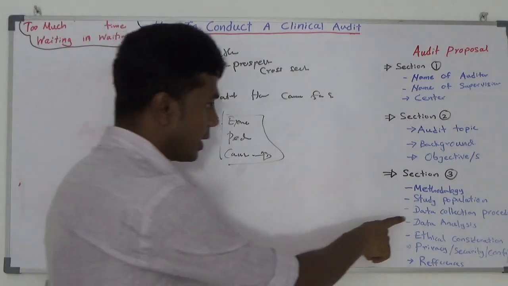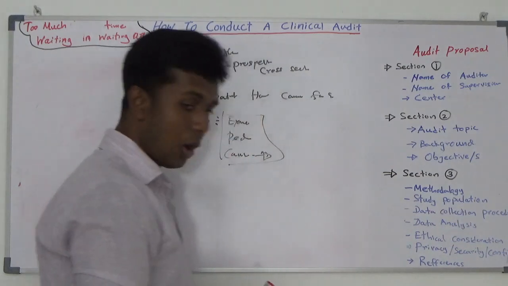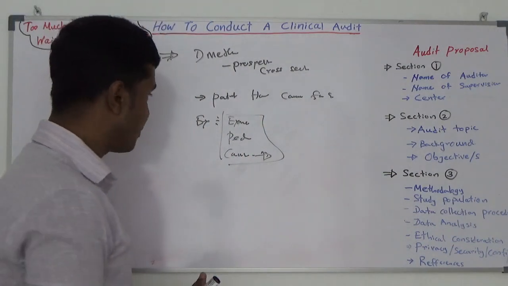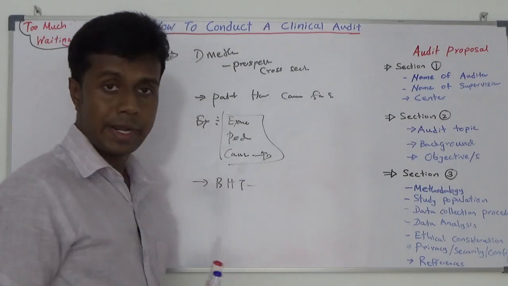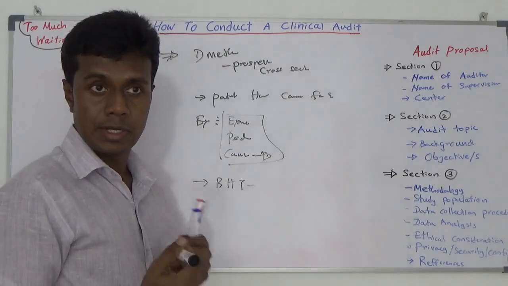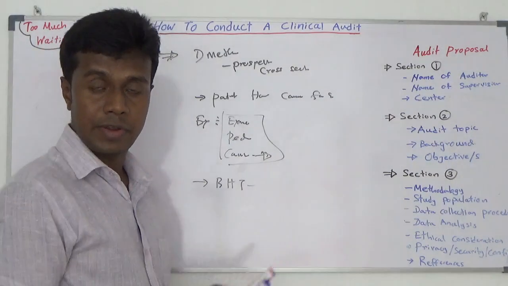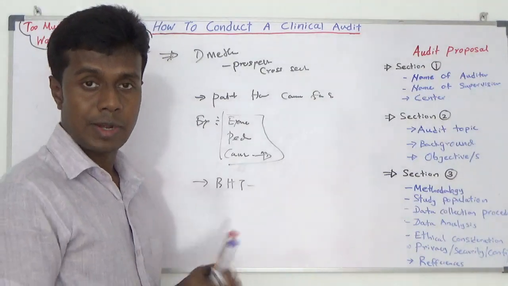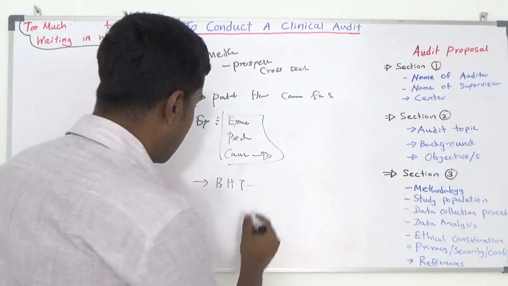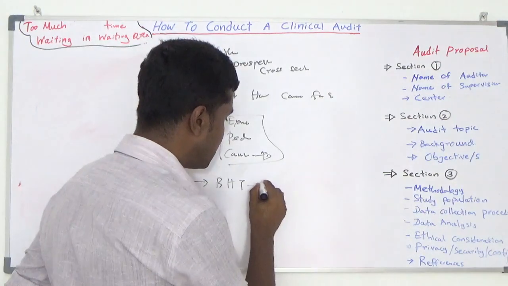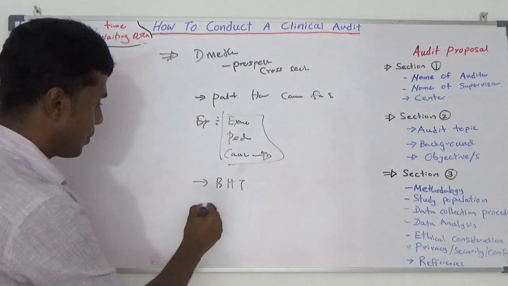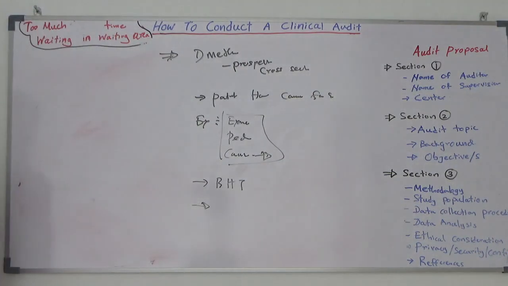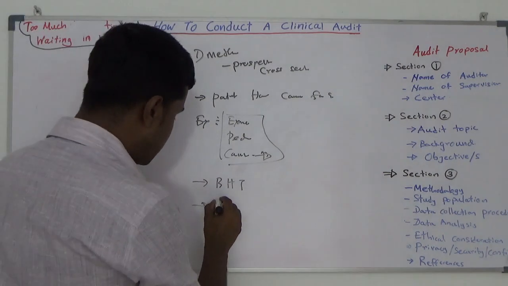So next one, data collection procedure. How are you going to collect data? I am going to collect data using the bedhead ticket. Usually the bedhead ticket mentions time of arrival, surgery start time and surgery finish time, recovery time, and at what time we are going to send the patient. So I am going to collect the data using the BHT. Then data analysis. How are you going to analyze the data? I am going to analyze data using descriptive statistics.